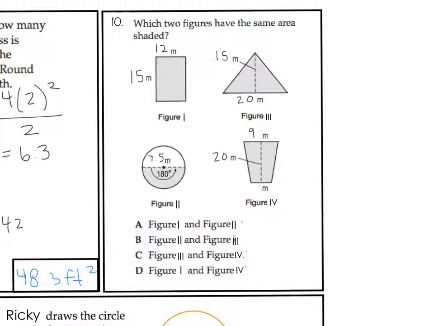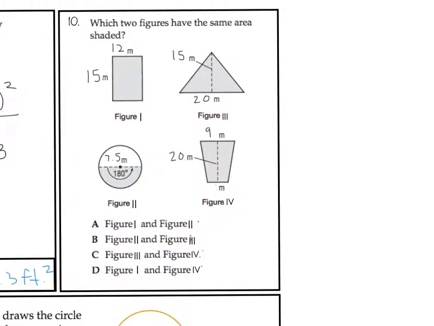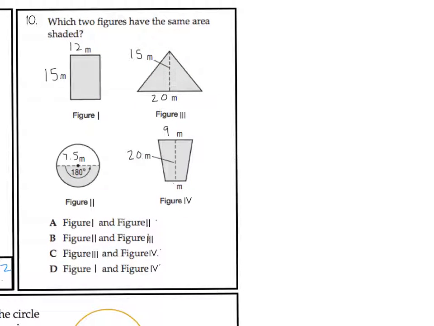Number 10 says, which two figures have the same area shaded? So what I need to do is figure out the area for all of these figures. So I'm going to figure out first the area of figure 1. Number 1 is a rectangle, so base times height, which is 15 times 12. And 15 times 12 is 180 meters squared. So that's the answer for figure 1.